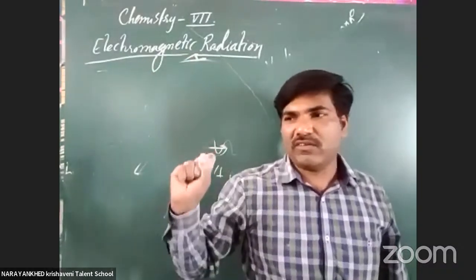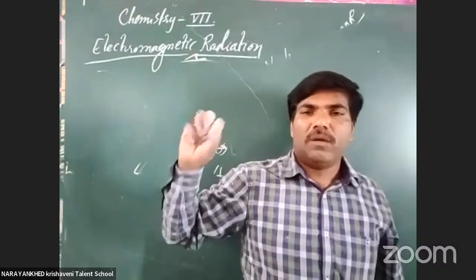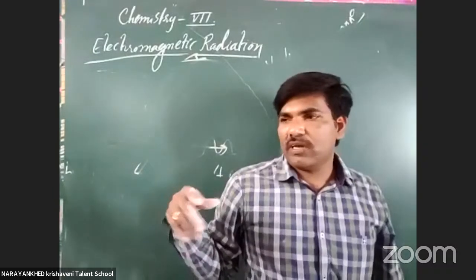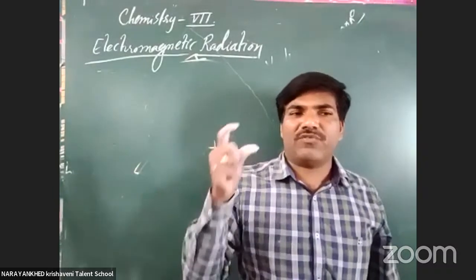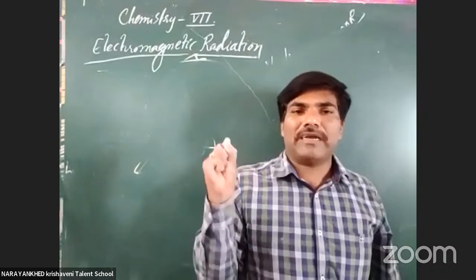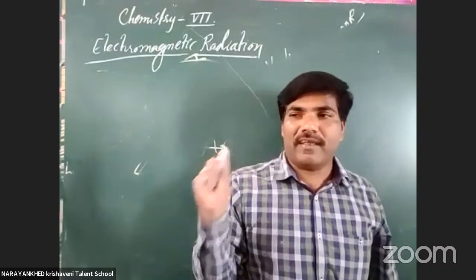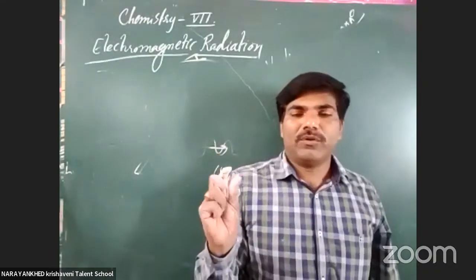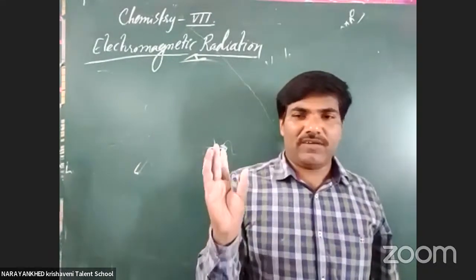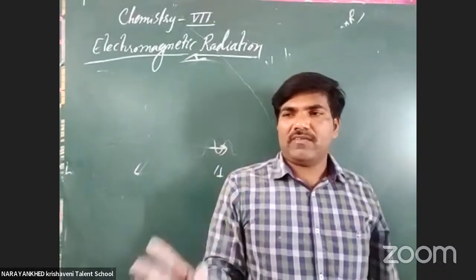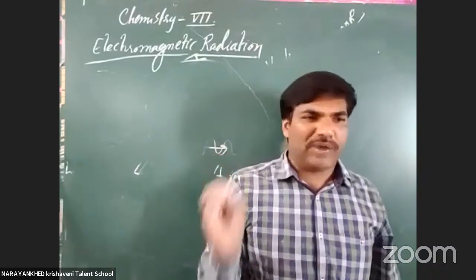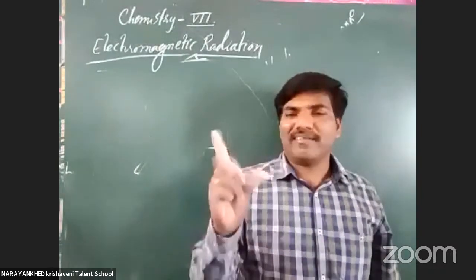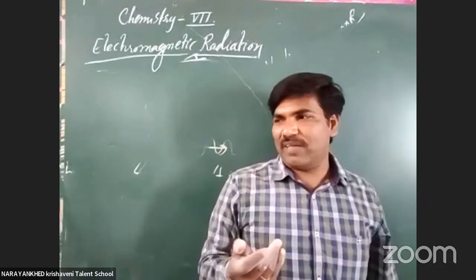Yes, all the students, please note down if it is possible. Particle nature of light is given by Newton. He said light travels in the form of particles. Those particles are called corpuscles. That theory is called the corpuscular theory. Newton said it. Our great scientist Newton said light travels in the form of particles. Depending on the particle size, colors may be obtained. It is actually a wrong theory.